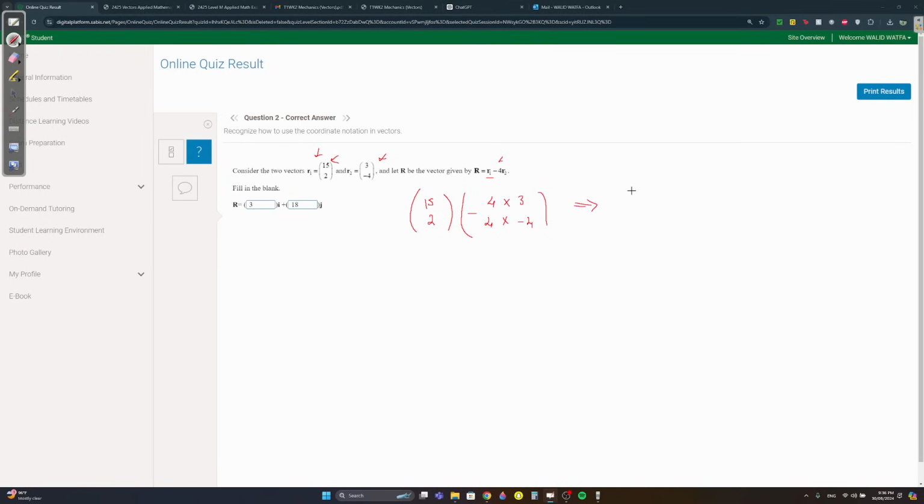Let's continue. 15, 2. Minus 4 times 3 is minus 12. Minus 4 times minus 4 is 16. And we're adding them, right? We're just adding. So 15 minus 12 is 3. 2 plus 16 is 18. So what is my x component? My i is 3i and my j is 18j. So 3i plus 18j.